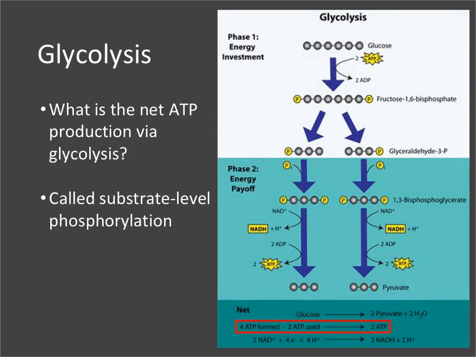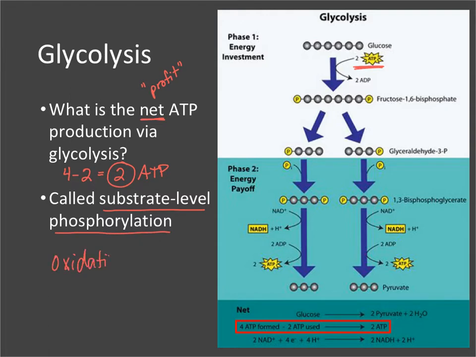As we mentioned on the previous slide, we have to put 2 ATP into the process to get glycolysis started, but we ultimately get 4 ATP out. So if we look at net ATP production, net means what is the profit? So how much did we get after we account for the fact that we had to use 2 ATP to start the process? So we make 4 ATP, but we had to use 2 in order to get it started. So ultimately, the process of glycolysis produces 2 ATP molecules. And this process is called substrate level phosphorylation. And this is different from the oxidative phosphorylation that we're going to talk about a little bit later, which requires the electron transport chain.